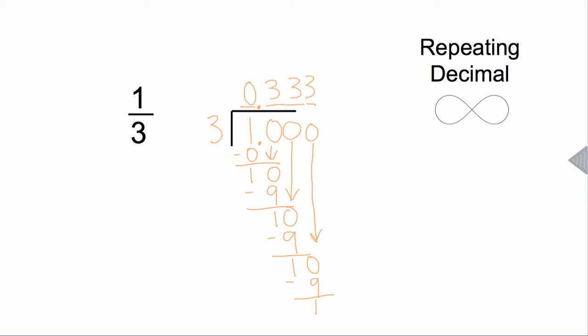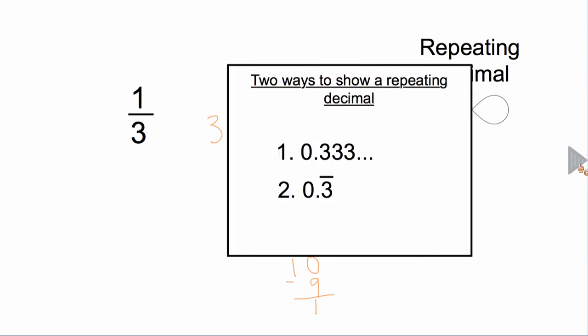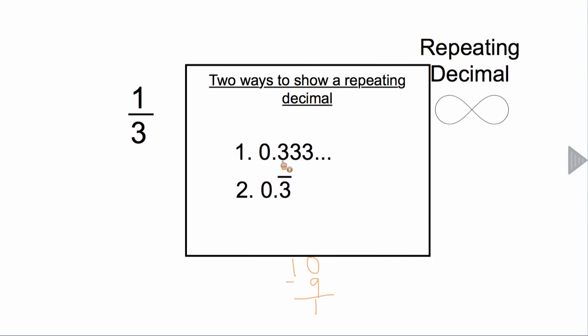There are 2 ways that you can write this. One way you can show it is by writing 0.333 ... And this is called an ellipsis. It just means it's going to go on and on and on. It won't stop. Another way to show a repeating decimal is to put 0.3 and then a line over the 3. That signifies that this 3 will repeat on and on and on. You have to be able to recognize both ways of showing a repeating decimal.